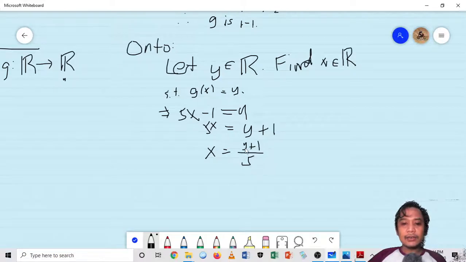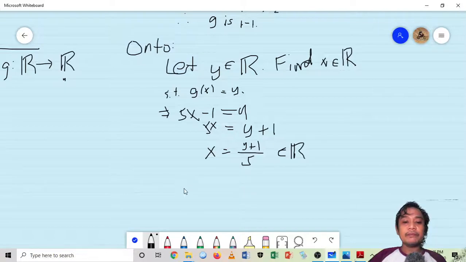But take note that Y is a real number. So Y plus 1 must also be a real number. But a real number divided by 5 is still a real number. Meaning, X with the value (Y plus 1)/5 is a real number. Meaning, we can always find a real number X for every real number Y. In other words, if Y is an image, its pre-image would be in the form (Y plus 1)/5.